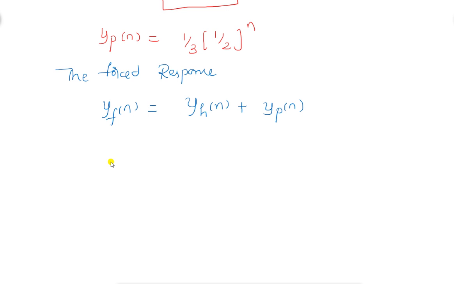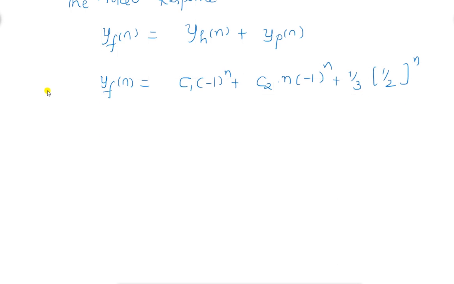So the forced response is given by yh of n plus yp of n. What is yh of n? Yh of n is already determined in previous steps: c1 into minus 1 whole to the power of n, and c2 into n into minus 1 whole to the power of n. And just now we determined yp of n, that is 1 by 3 into 1 by 2 whole to the power of n. This is the equation, and now we need to solve it.